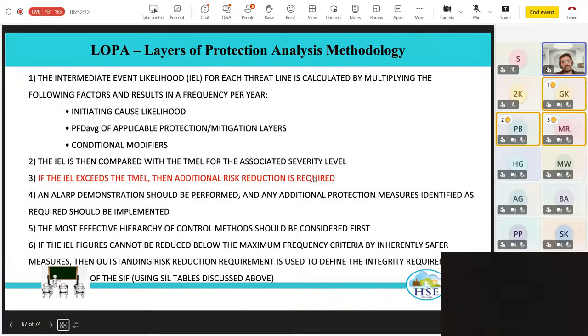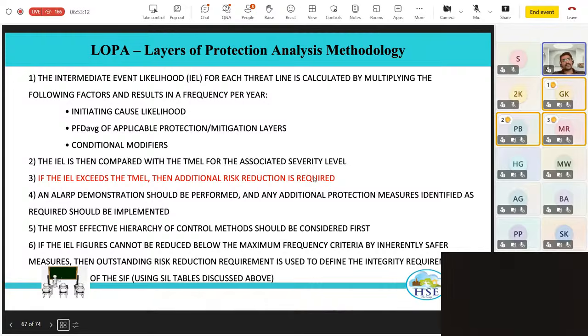And then looking at these conditional modifiers, you have to have one entity that is a multiplication of all these three things: initiating cause likelihood, PFD average of applicable protection, and conditional modifiers. Okay, and then the IEL is compared with the TMEL. The TMEL is what we looked at in the table. When we do this exercise, we'll go back there, where we said TMEL for severity 3 is 10 raised to minus 3, for severity 4 is 10 raised to minus 5, for severity 5 is 10 raised to minus 6. So that chart. Now, if the IEL, this multiplication, exceeds the TMEL, then additional reduction is required. Simple.